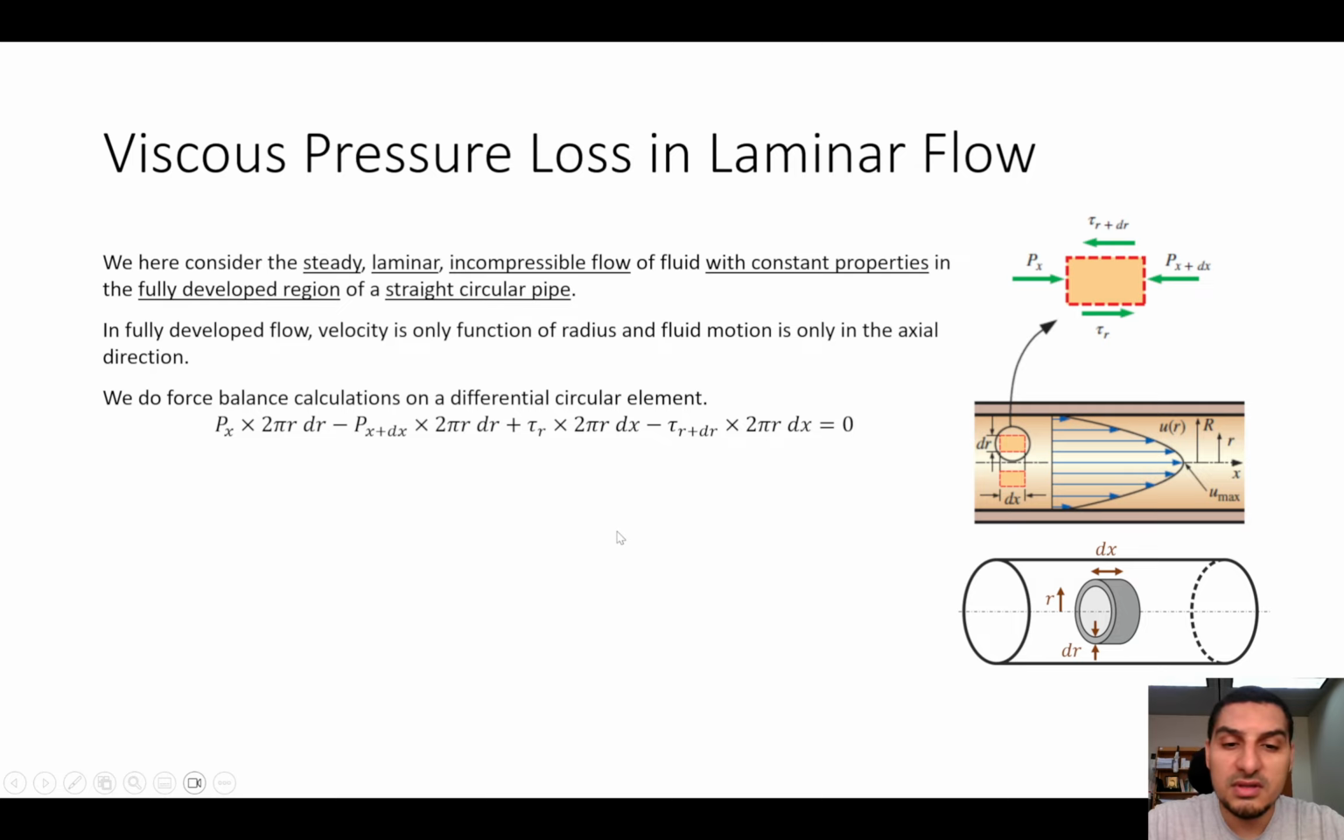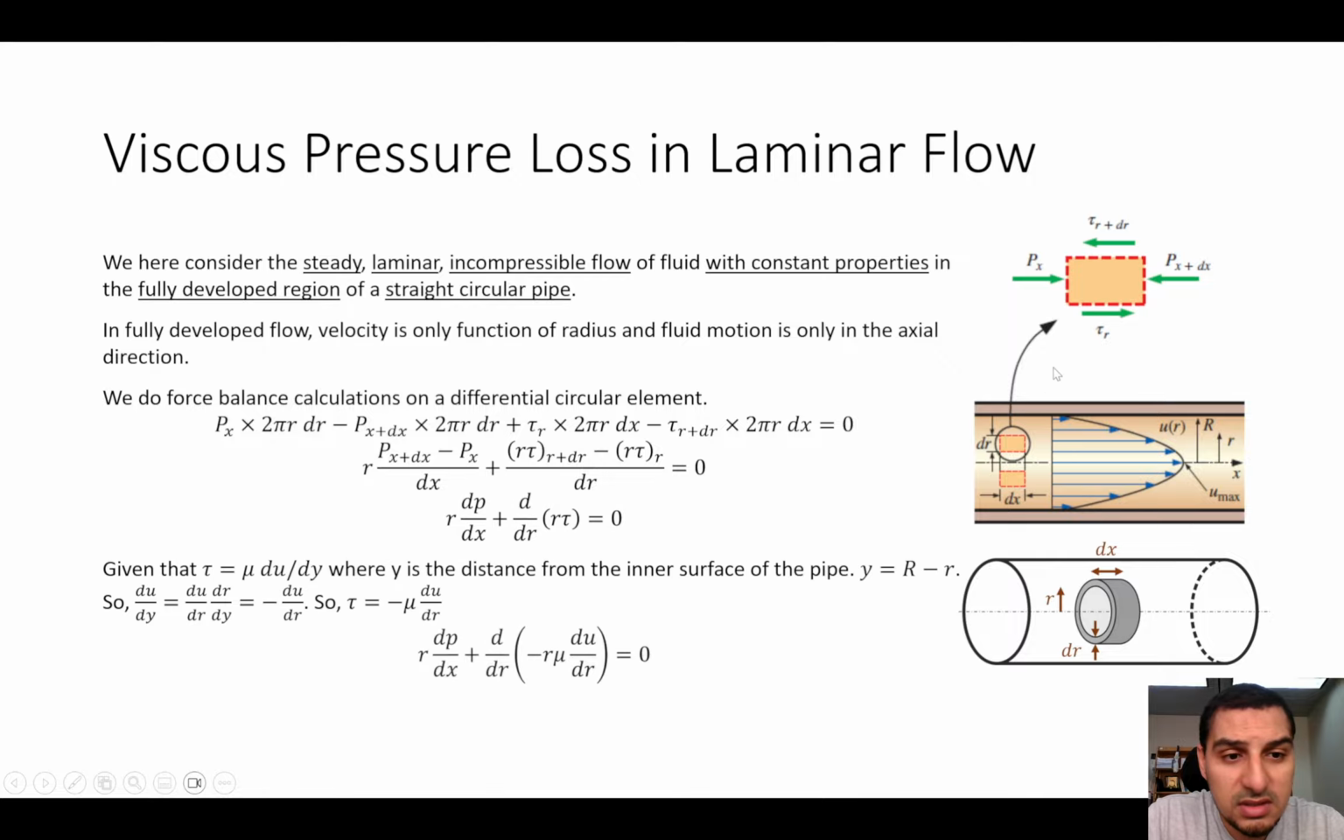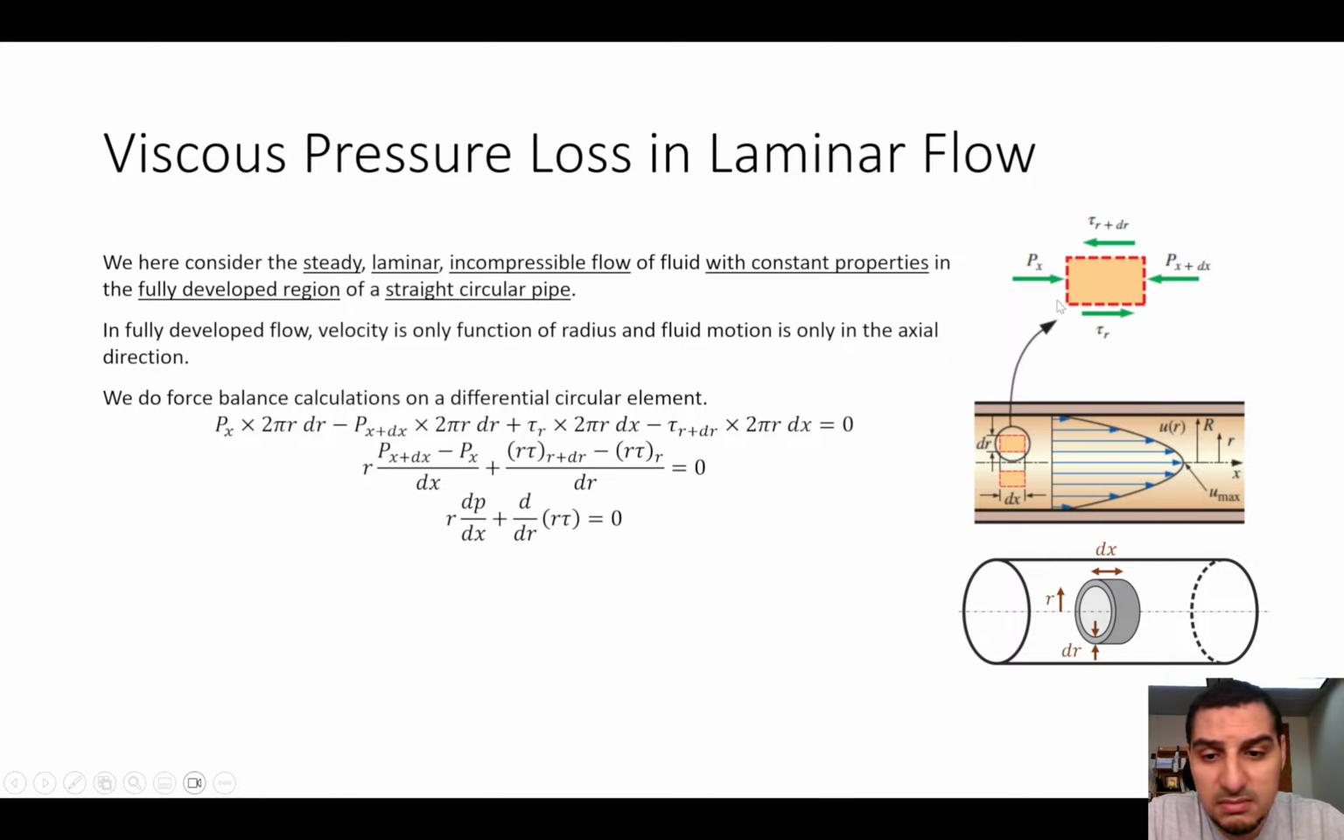So we can divide this whole equation by 2 pi dx dr, and it's going to be like this. We got the r out of this fraction because the pressure doesn't depend on the radius. Okay, it's the same pressure at this whole small differential element.